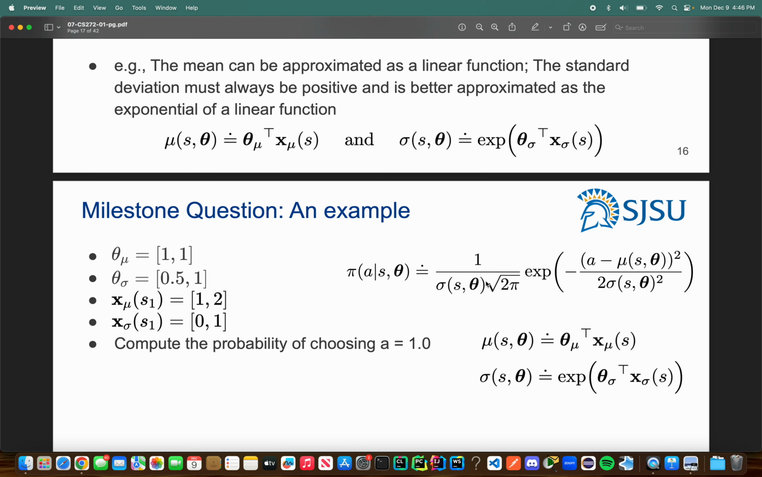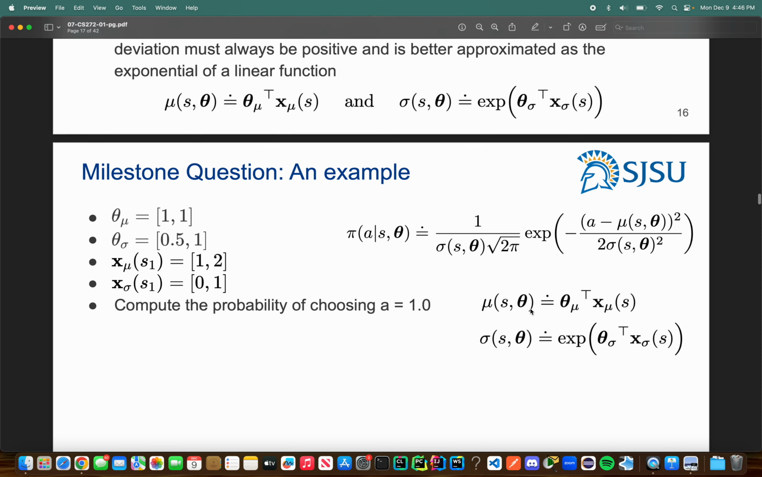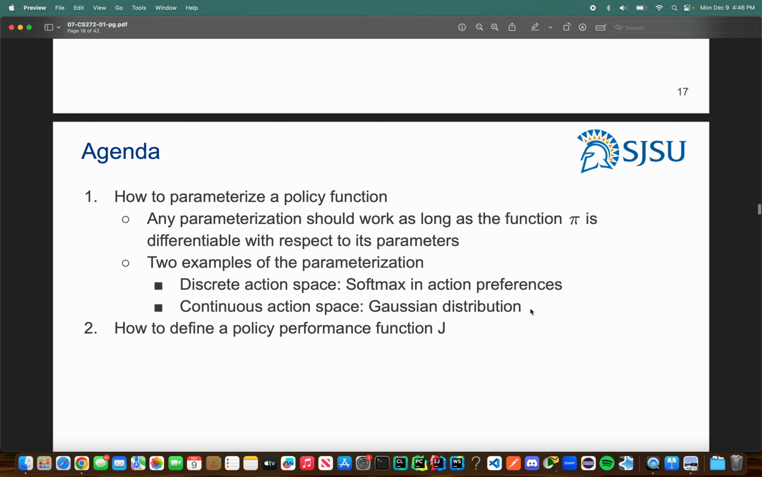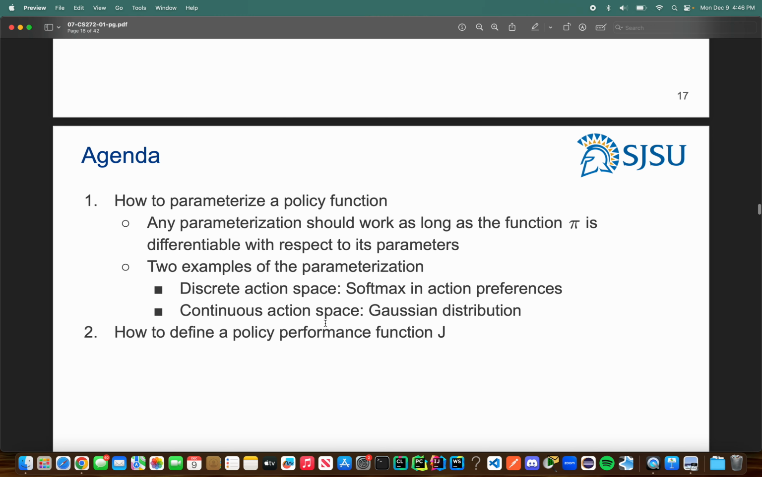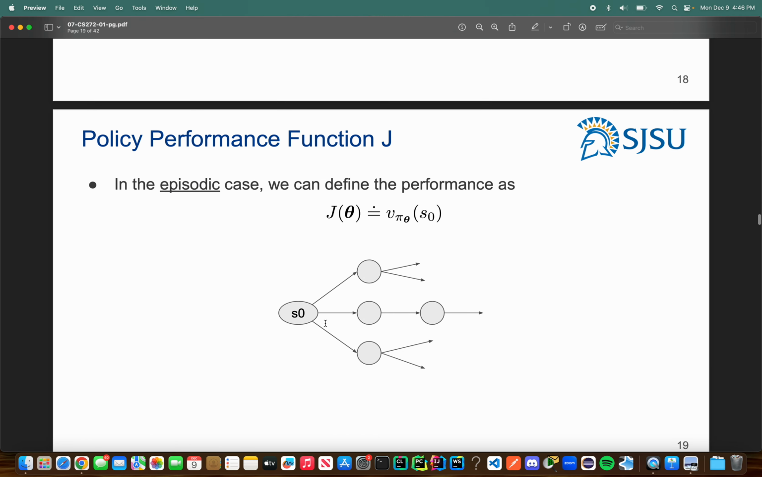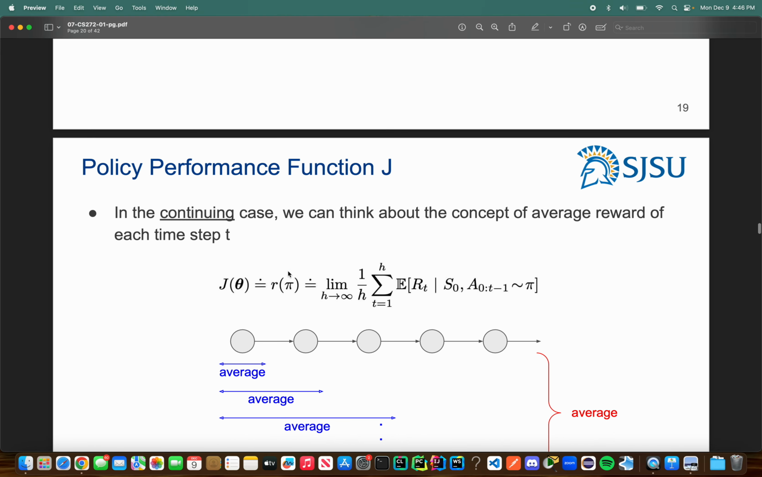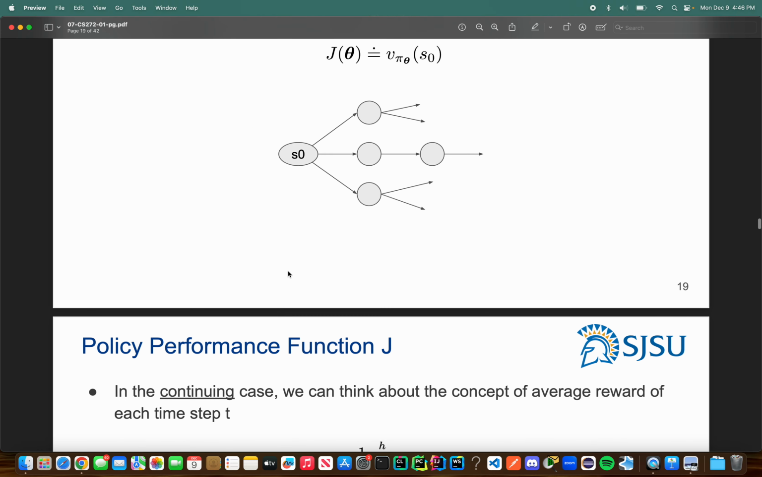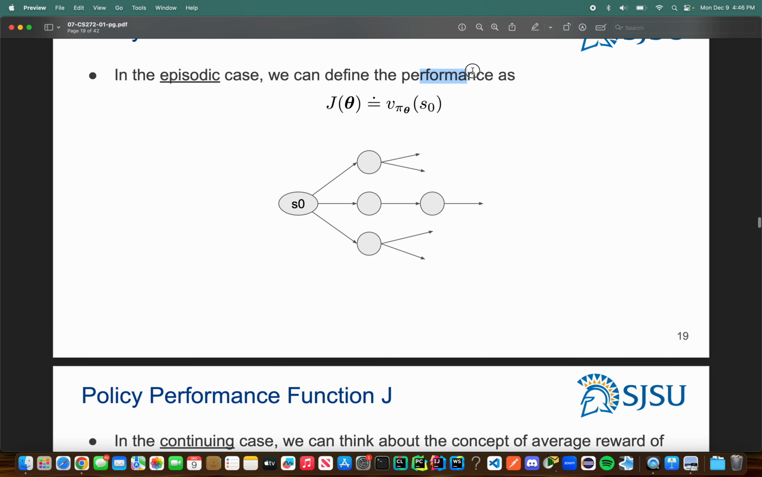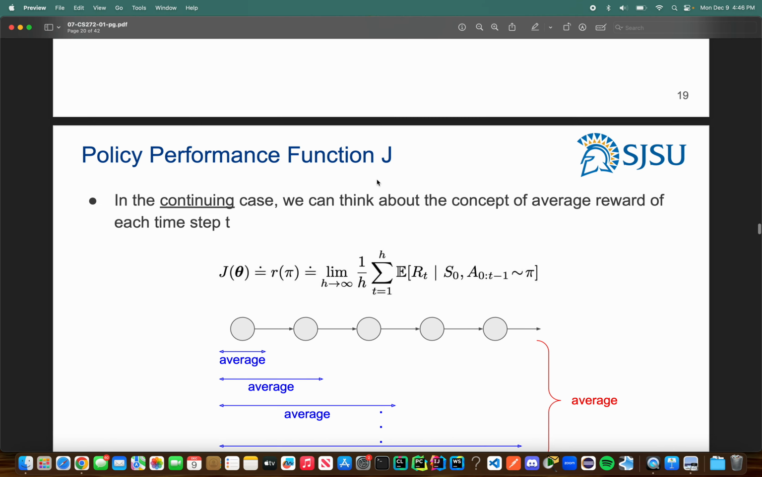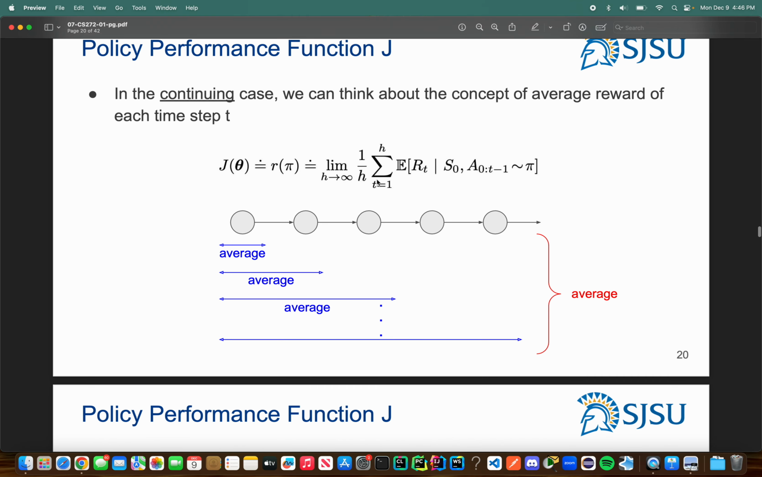So, an example of doing calculations using the Gaussian distribution, parameterize. How do we define the performance function J? For the episodic case, you can choose any state. But for the continuing case, actually not any state, it could be any initial state, I suppose. But for the continuing case, you want to think about averaging the rewards per time step.